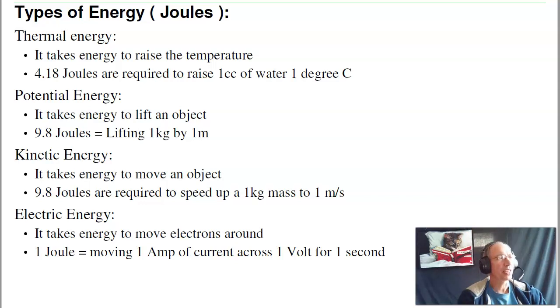There's kinetic energy. When you take your car and hit the accelerator, I'm burning fuel to transfer the chemical energy into kinetic energy. Kinetic energy is the energy it takes to move an object. To go from rest to 1 meter per second, it takes 9.8 joules of energy for 1 kilogram mass. And what we care about is electrical energy. It's the energy it takes to move electrons around. 1 joule is moving 1 amp across 1 volt for 1 second.